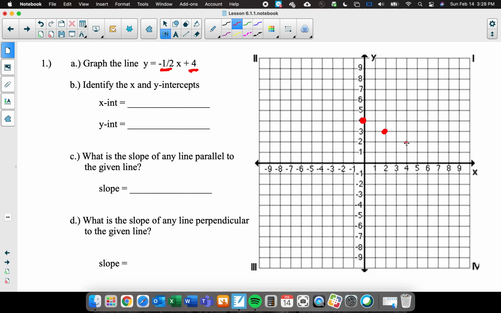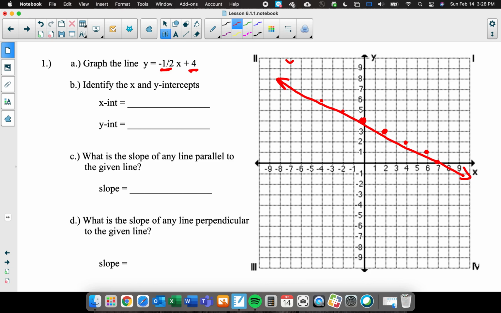Down 1 over another 2 gives me another point. Down 1 over 2. Down 1 over 2. There's a whole bunch of points. I could go up 1 and over 2 if I wanted to, and just continue this pattern. Okay? And then we go through, and I missed most of the points, but you get the idea. There's the line that we're dealing with.